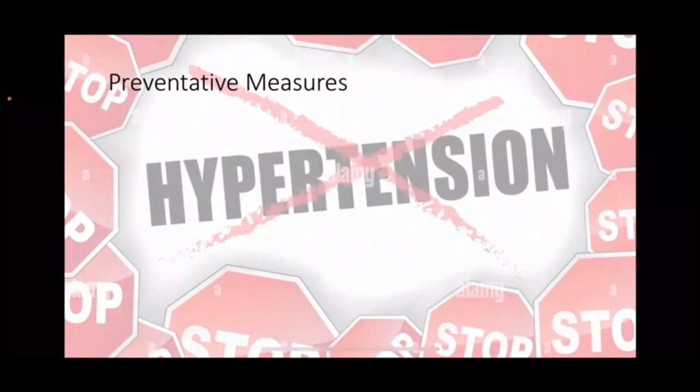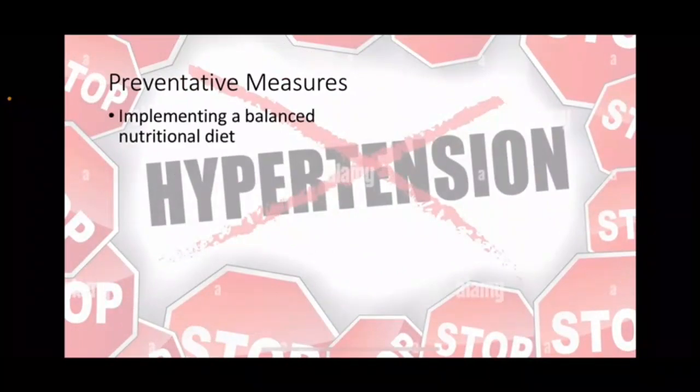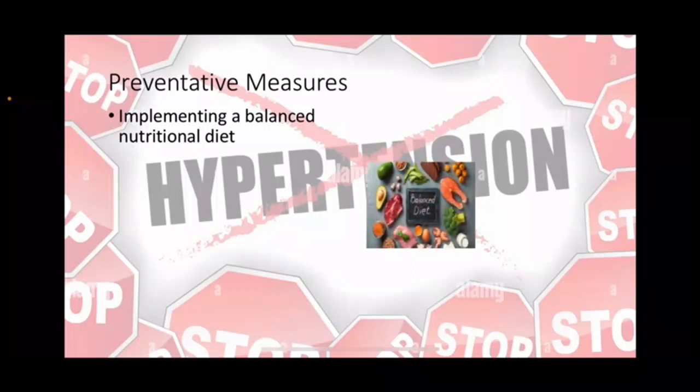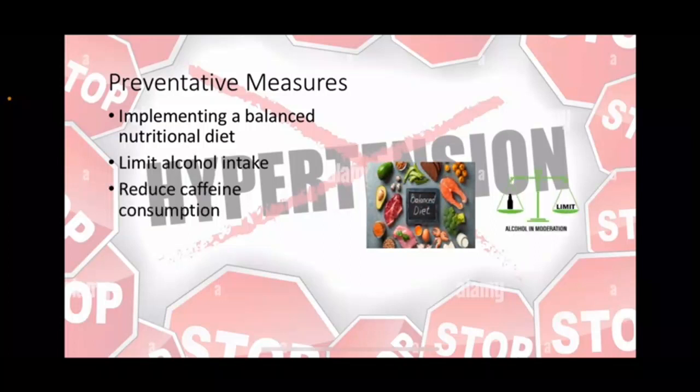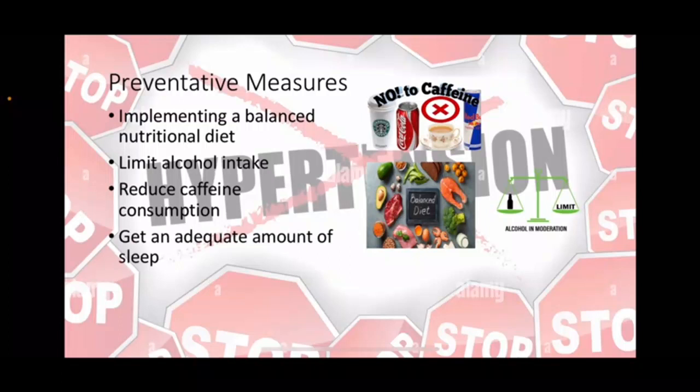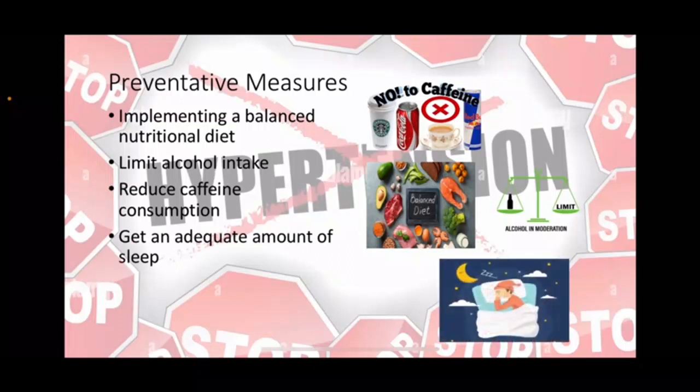Here are some prevention measures one can take to limit their chances of hypertension. Implementing a balanced nutritional diet, limit alcohol intake, reduce caffeine consumption, get an adequate amount of sleep, and lastly, exercise.